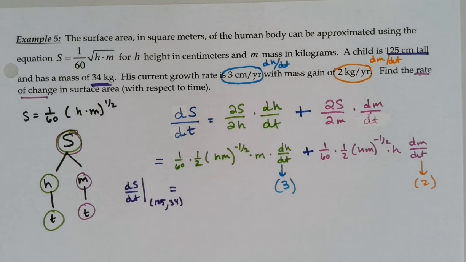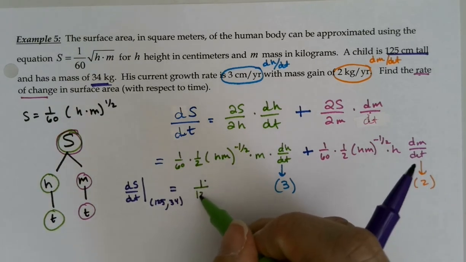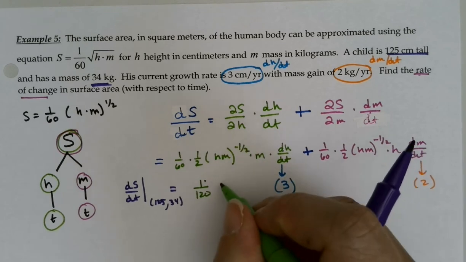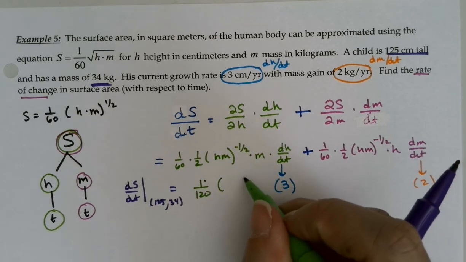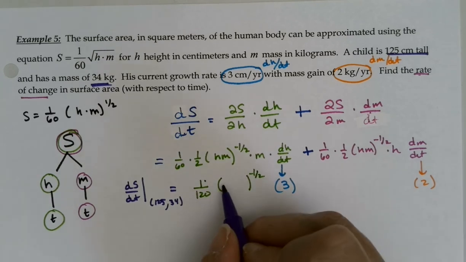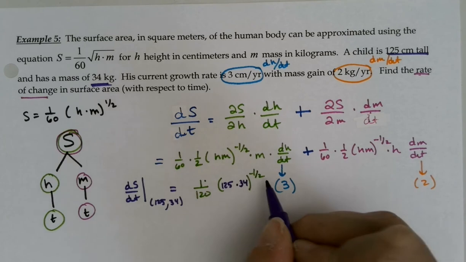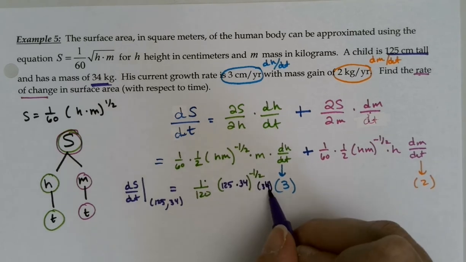So that'd be 1 over 120, because 60 times 2 is 120, h to the negative a half times m. But we were told that h was 125. We were told that m was 34, and then m is 34.